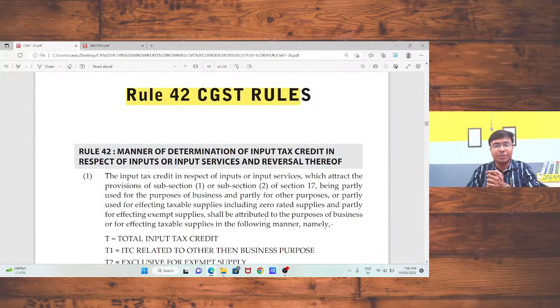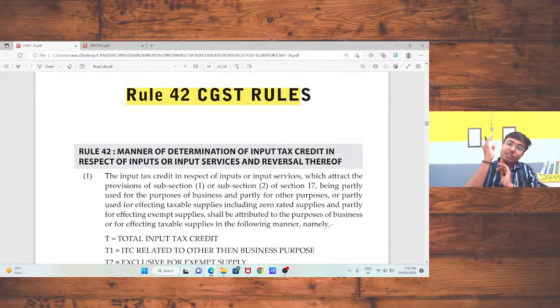So today we are going to start very important CGST rules for input tax credit, that is rule number 42 and 43. In our yesterday session, we had discussed the input tax credit, that is section 16, and we had also discussed the blocked credit, that is section 17, subsection 5. There are multiple types of input tax credit on which input is not allowed as per section 17 subsection 5.